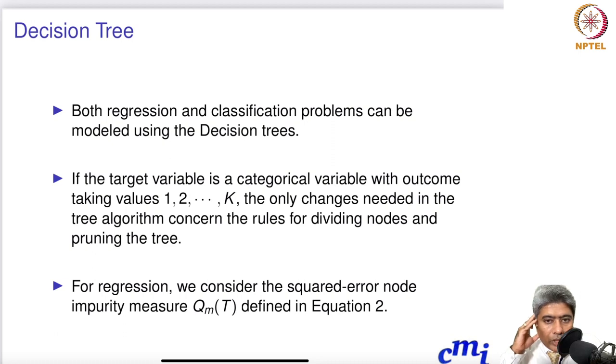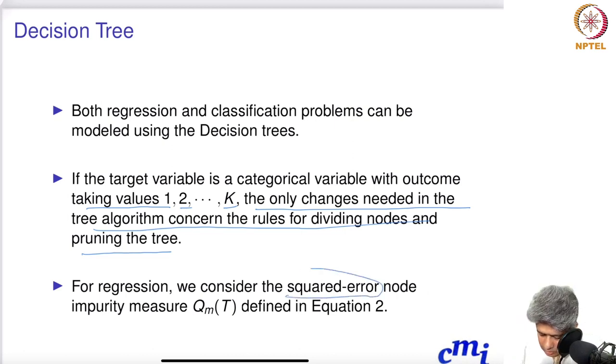In decision tree, both regression and classification problems can be modeled. If the target variable is a categorical variable with outcome values taking values say 1, 2, 3 up to k, the only changes needed in the tree algorithm concern the rules for dividing the node and pruning the tree. So for regression, we consider the squared error node impurity measure Qm(T). Basically, this is the sum of squares of error at each node or at each region. That's it.